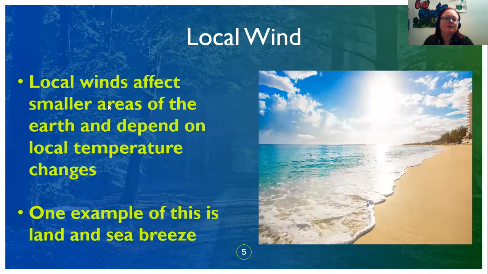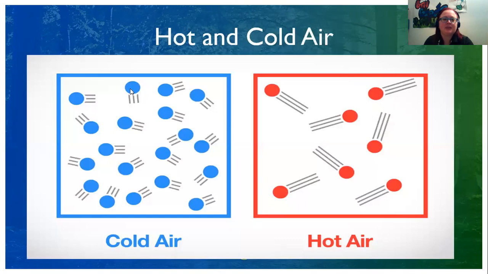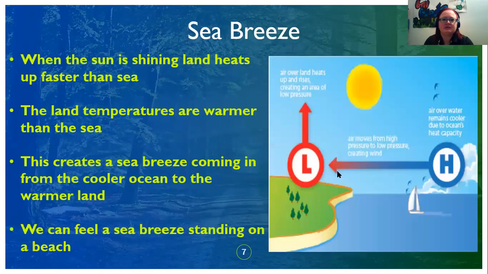Local winds. Local wind affects small areas of the earth and depends on local temperature changes. One example of this is a land and a sea breeze. Remember, we went over land and sea breeze last week. So this is showing you what hot air and cold air look like. The cold air is more condensed and the hot air is less condensed.